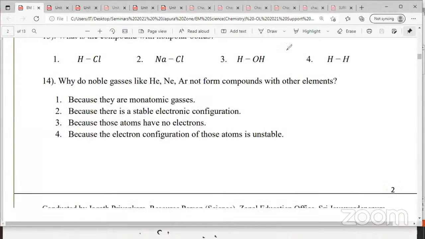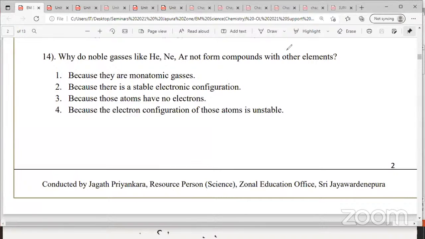14th MCQ. Why do noble gases not form compounds with other elements? The main reason is that they have a stable electronic configuration. That means they have the noble gas electronic configuration. That is the answer. Question number 14, answer is second.